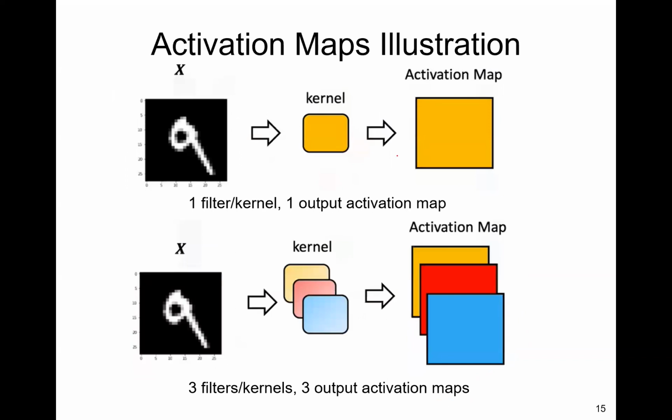So here's an illustration. Suppose you have an input as a black and white handwritten digit 9, and if you apply this one kernel, you get one activation map as output. If you apply 3 different kernels, each kernel generates a separate activation map, extracting separate features. And you get a stack of 3 output activation maps.